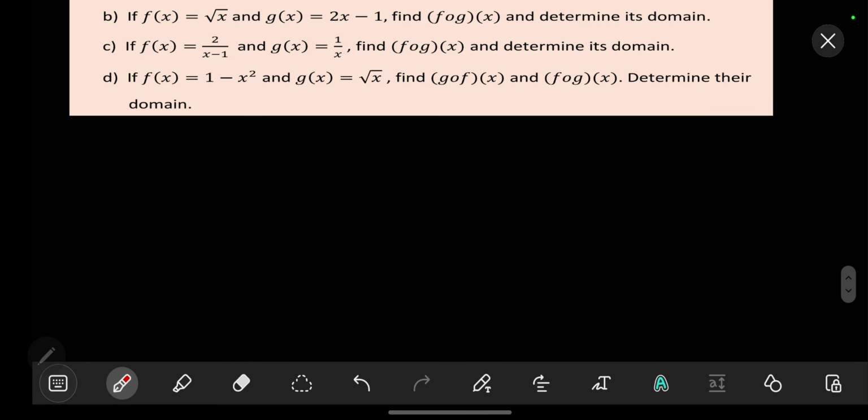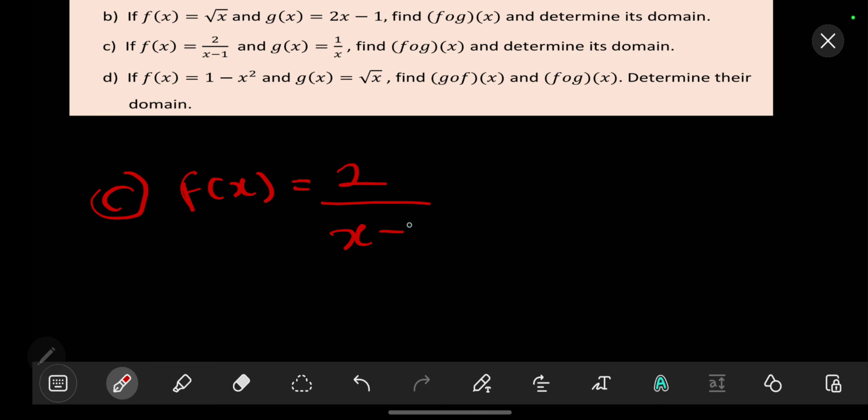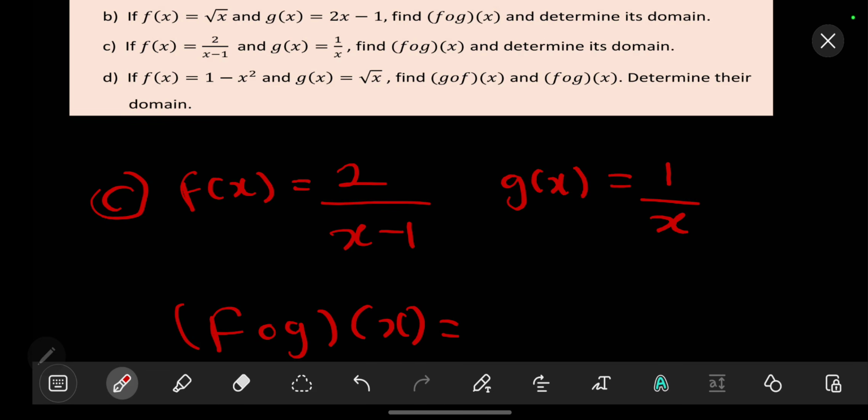Now we are here. For our c, we are told that our f of x should be equal to 2 over x minus 1, and our g of x should be equal to 1 over x like that. Now we are told find f of g of x and determine its domain. So now here we need to be very careful. You must look. The way composite functions work is, if you have your f of g of x, look at the one here.